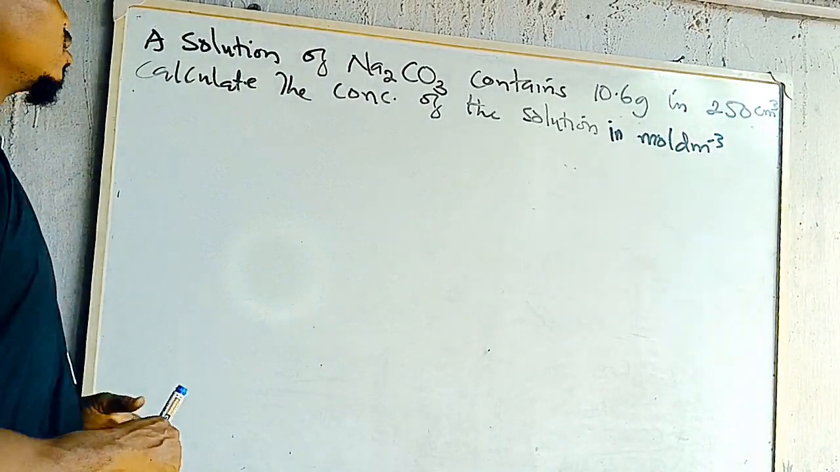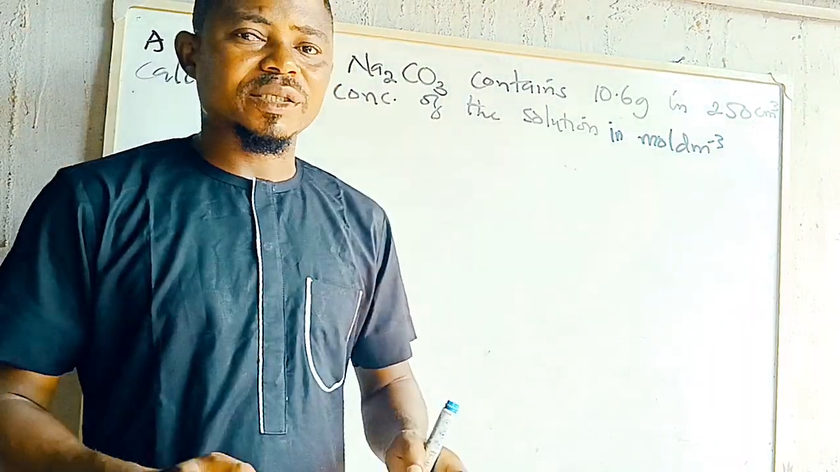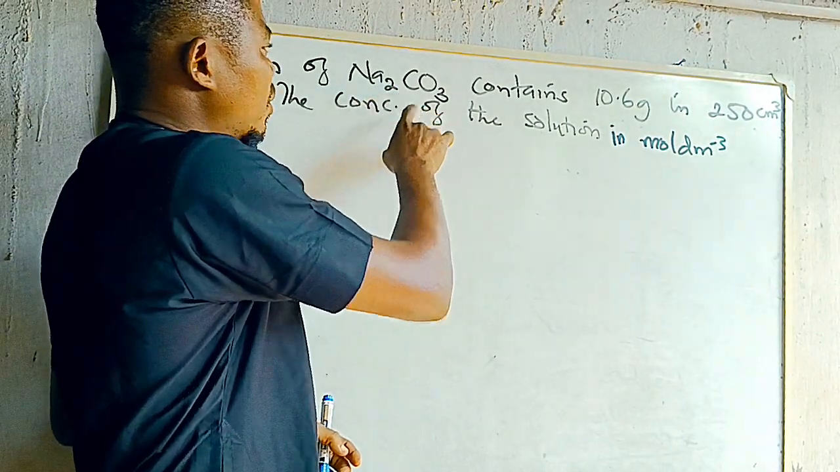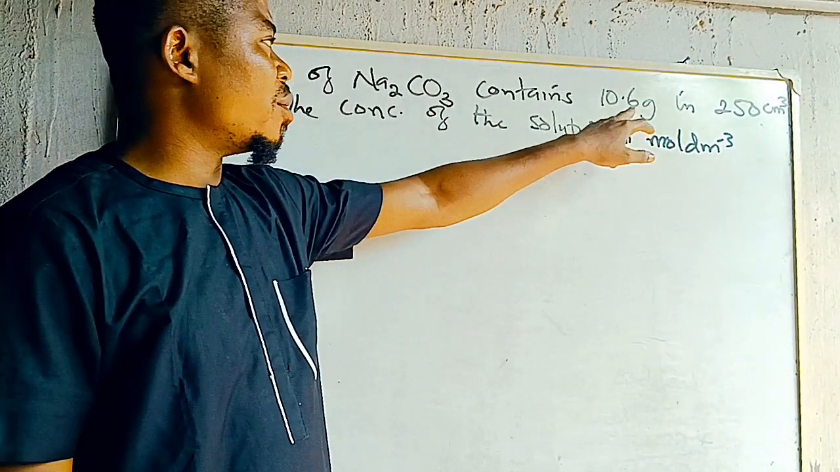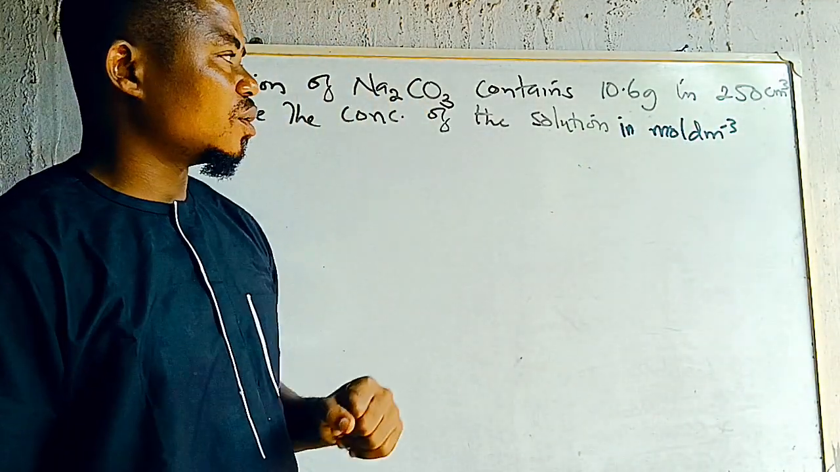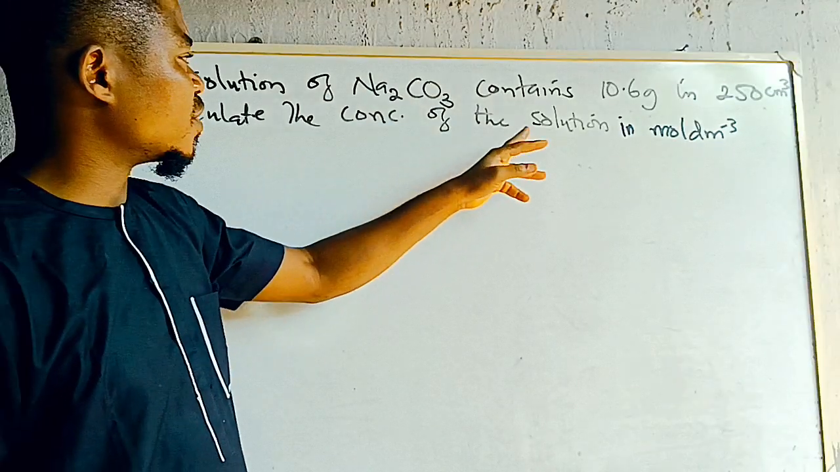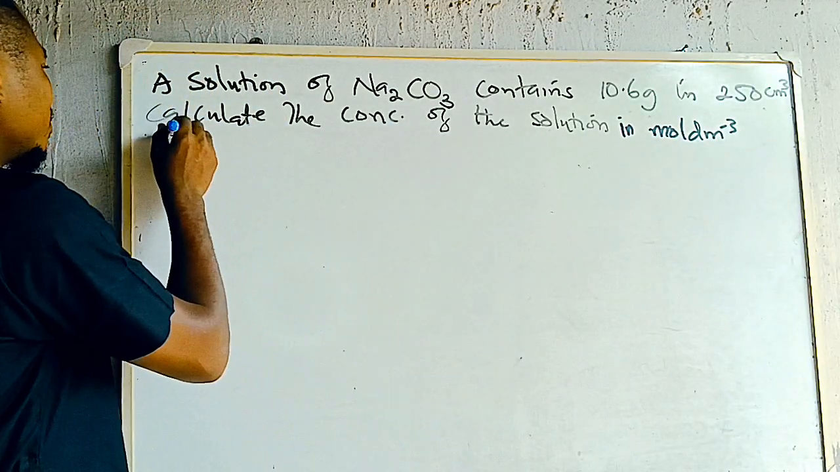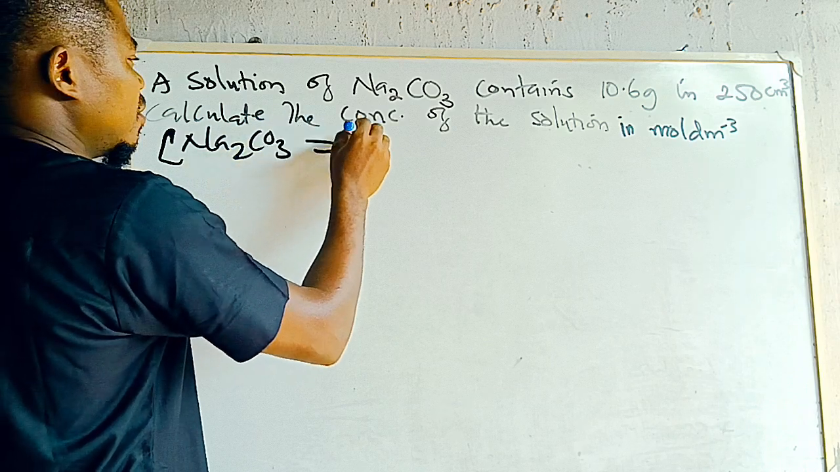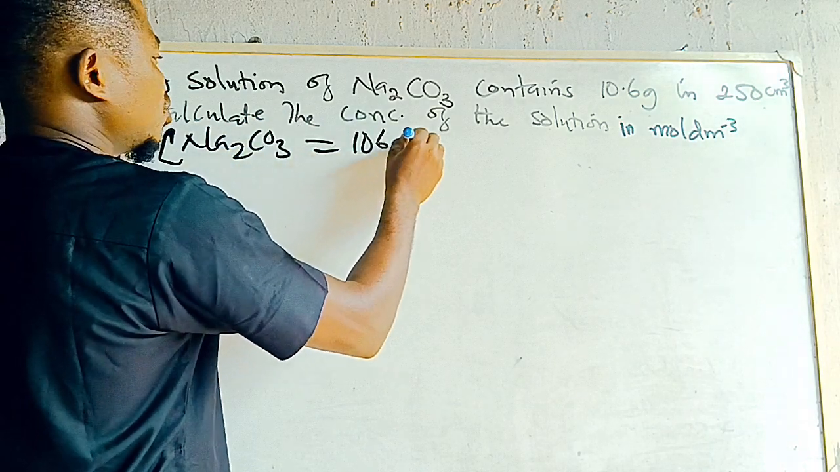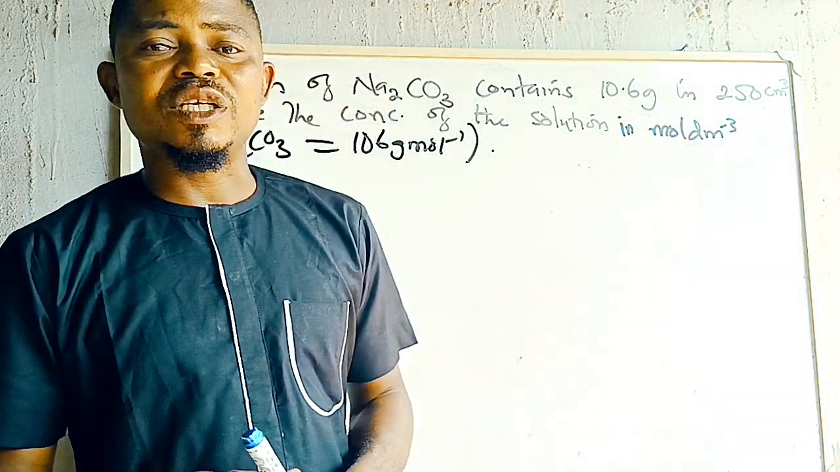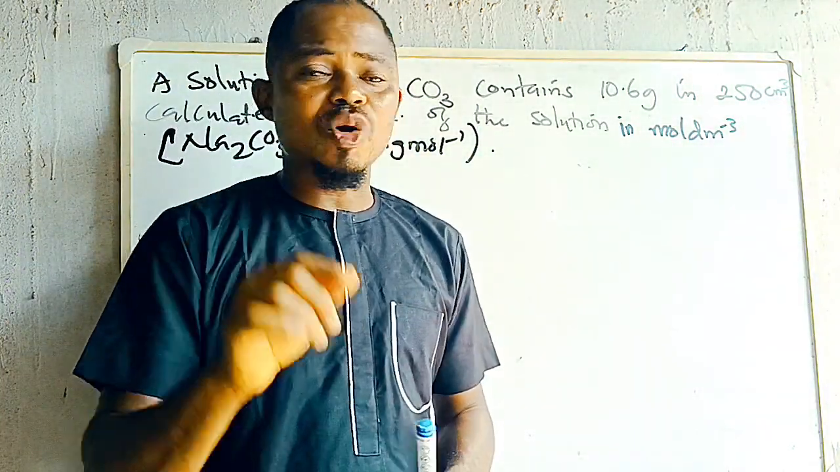Okay, we have a question on the board. And what does the question say? A solution of sodium carbonate contains 10.6 grams in 250 cm³ of solution. You have to calculate the concentration of the solution in mole per dm³. You're also given that sodium carbonate has a relative molecular mass or molar mass of 106 grams per mole. So we have to calculate the concentration of the sodium carbonate in mole per dm³.